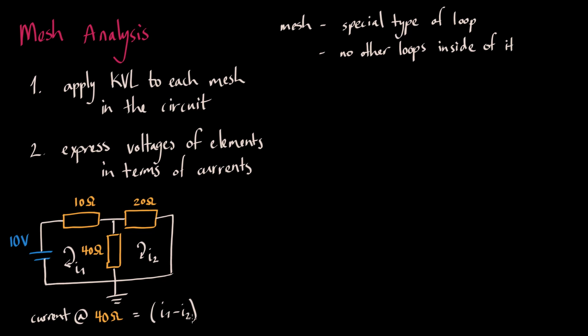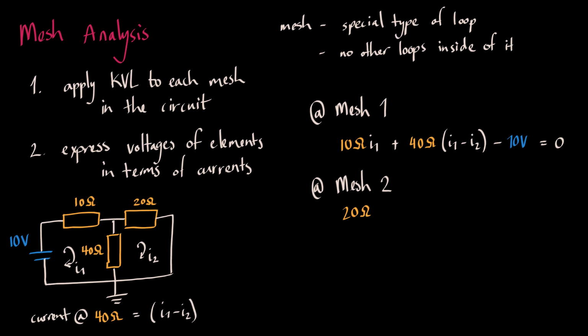The method behind mesh analysis is to examine the mesh in terms of the voltages of each element and express that with the mesh currents. Using Ohm's law, we can express the voltage across the 10 ohm resistor as 10 ohms multiplied by I1. We then use this approach across a circuit applying KVL to find the mesh equations.